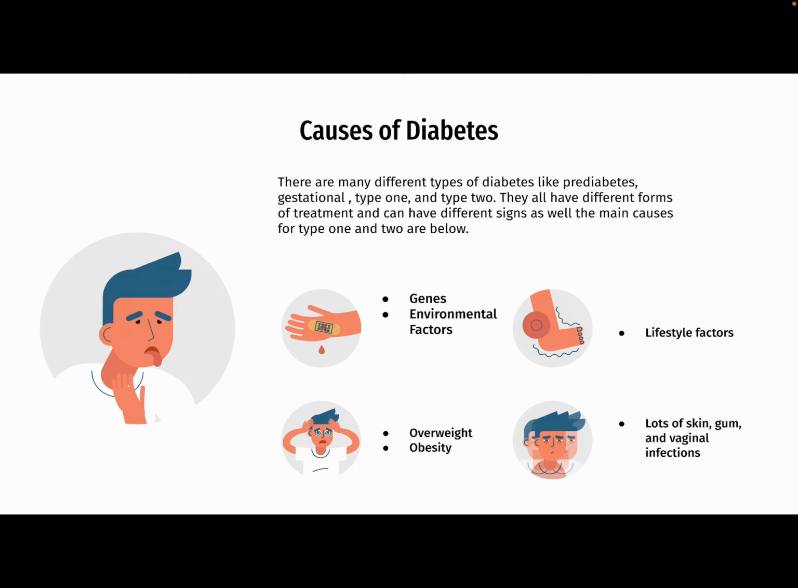The main causes below are for type 1 and type 2. You can get these by your genes, being a genetic factor, environmental factors, lifestyle factors. You can get diabetes by being overweight or obese, and having lots of gum, skin, and vaginal infections can be a main cause of diabetes as well.